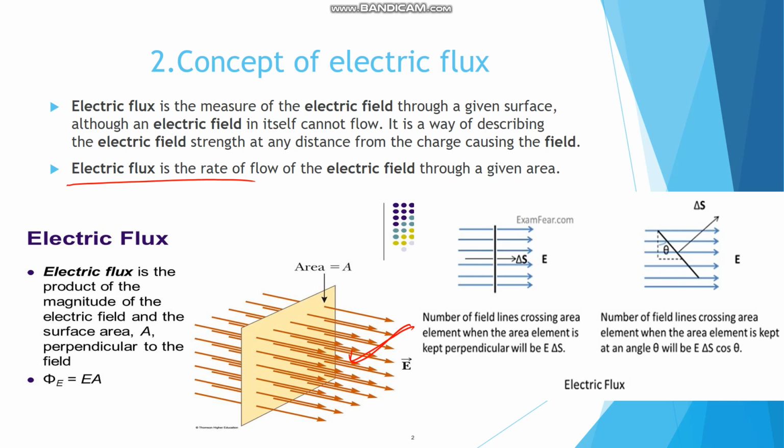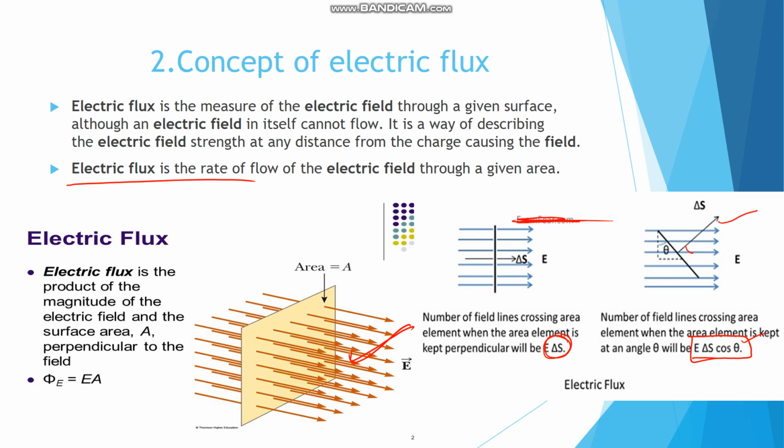As we can see in this diagram, the number of field lines crossing the area element, when the area element is kept perpendicular, or the electric flux, will be E into delta S. If the area vector is not perpendicular, then the flux is phi equal to E delta S cos theta, where theta is the angle between the direction of electric field lines and the area vector.